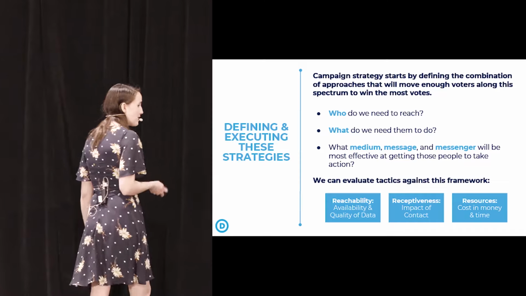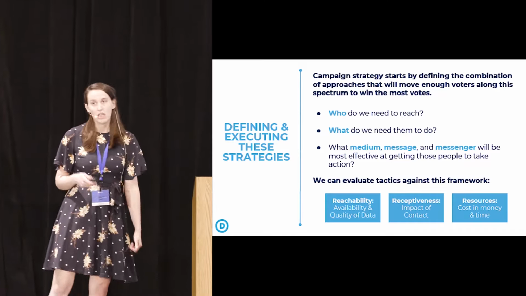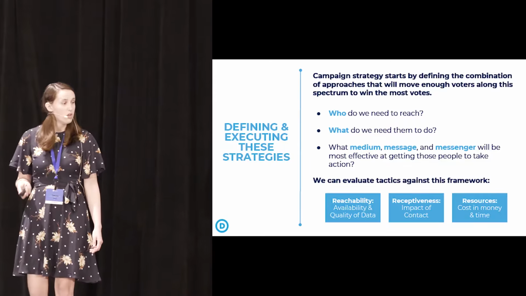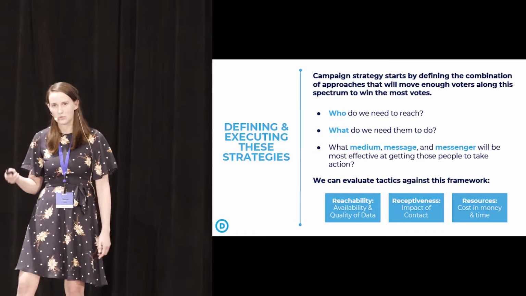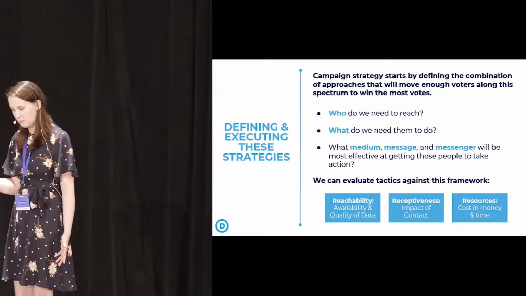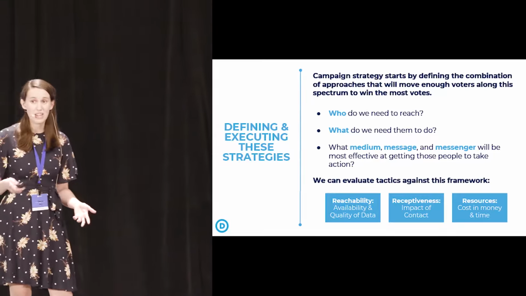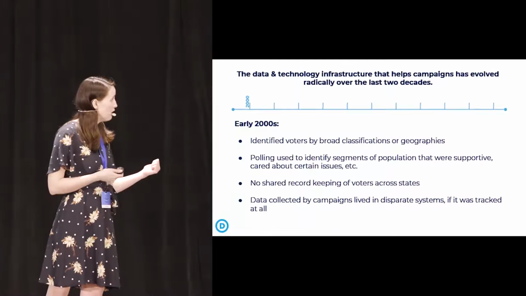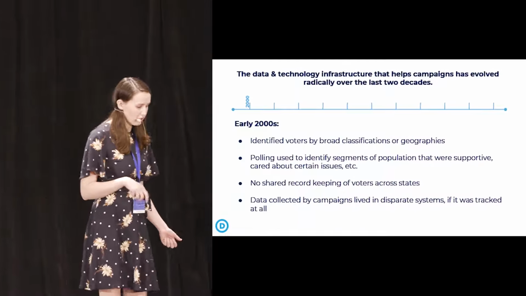But the ways that campaigns have leveraged data in order to accomplish these goals has changed dramatically over the last 20 years. So I want to talk a little bit about the history of political data, specifically in the Democratic Party, as a grounding to talk about where we are today and how we use data to answer these questions. So we're going to go back to the early 2000s.